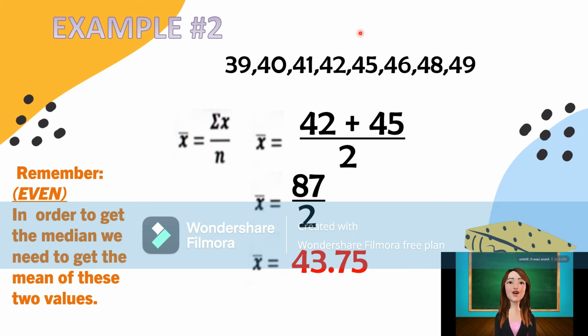So in this problem, again, the median is 43.75. Okay, class, always remember that if we have an odd sample, the median is directly in the middle. But if we have an even sample, like example number 2, we need to get the mean of the middle numbers. Okay, I understood. So, class, do you understand how to find and solve the median of ungrouped data?